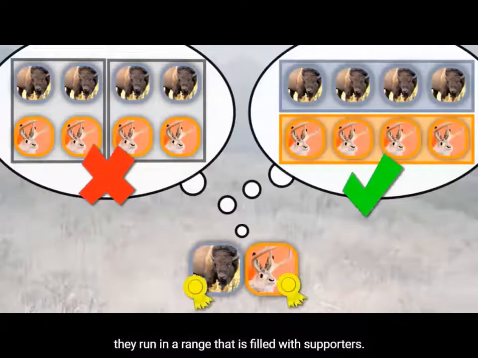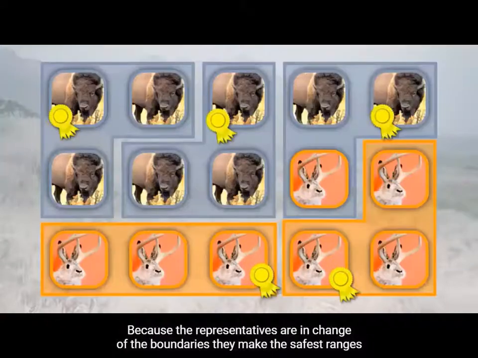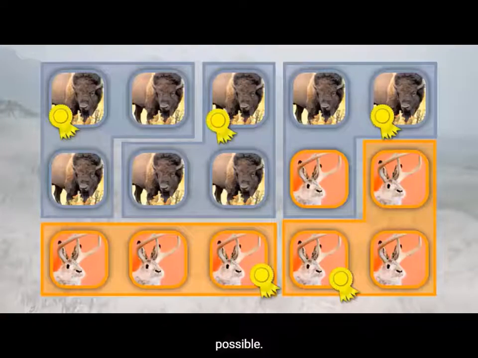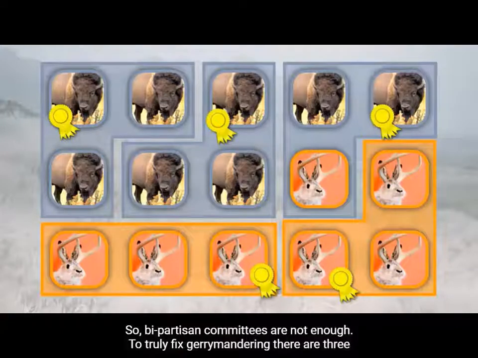Elections where they run in a range that is filled with supporters. Because the representatives are in charge of the boundaries, they make the safest ranges possible. So bipartisan committees are not enough. To truly fix gerrymandering, there are 3 options.